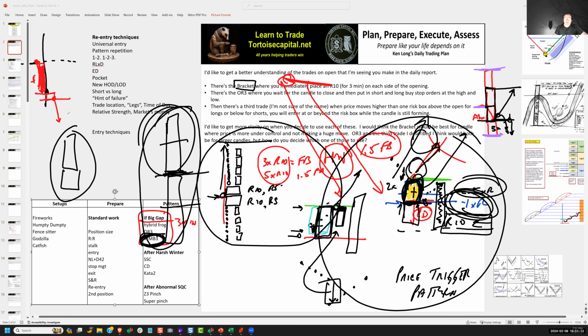Now, what I'm wondering is, how far is that thing going to go before it starts to reverse? So, if it drops half a range stat, I'm going to get something like 4 more of these little R10s, and now I'm at the half a range stat.